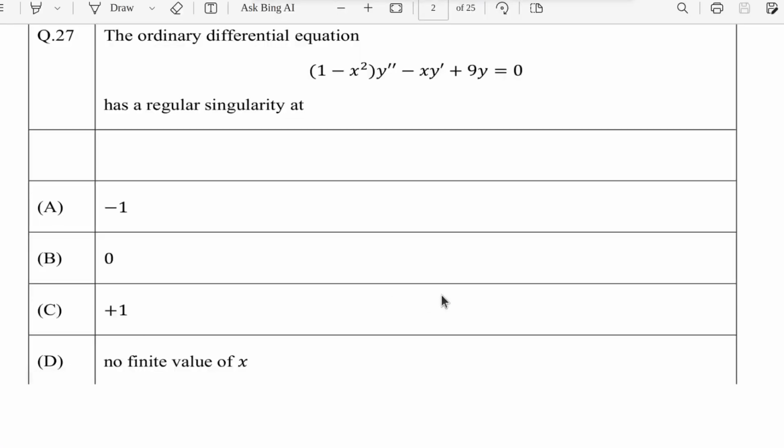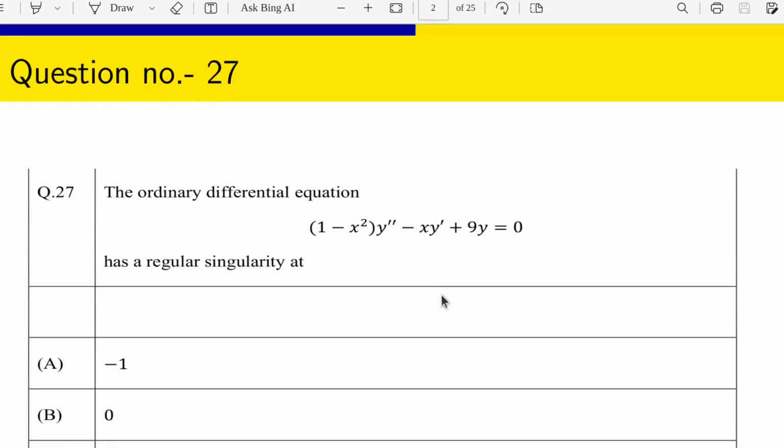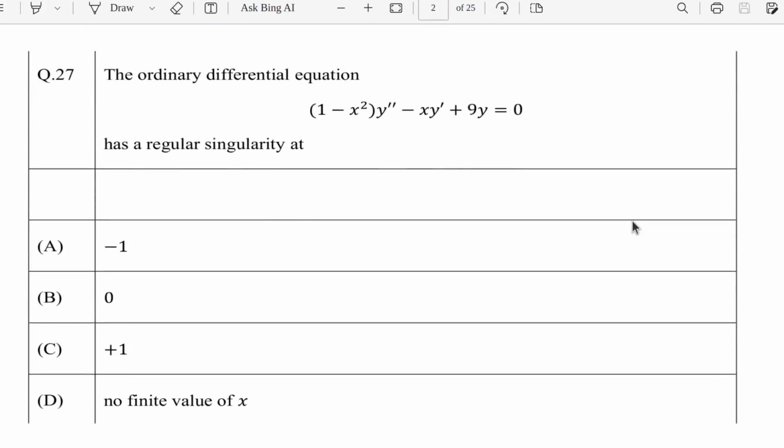I think many people have joined later, so I am just repeating the question again. This is the question from the 2022 GATE physics question paper, question number 27. The differential equation 1 minus x square y double prime minus x y prime plus 9y equals 0 has a regular singularity at which point? Minus 1, 0, plus 1, no finite value of x. So this is the question.